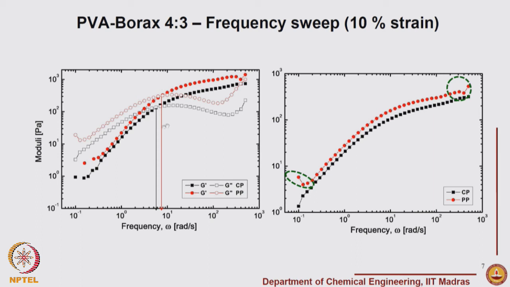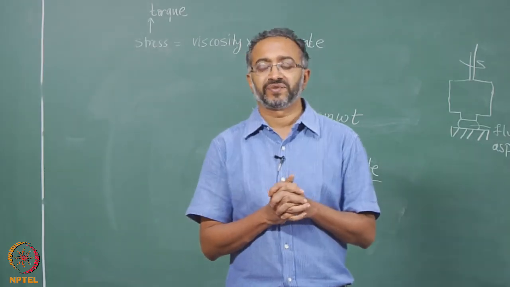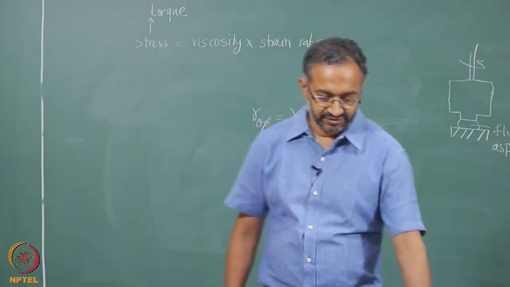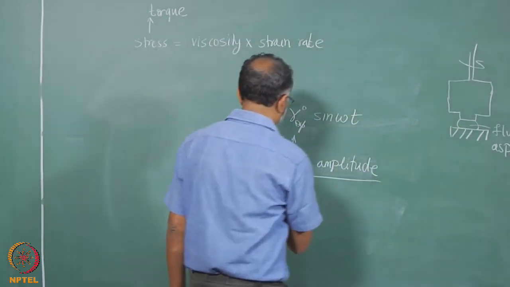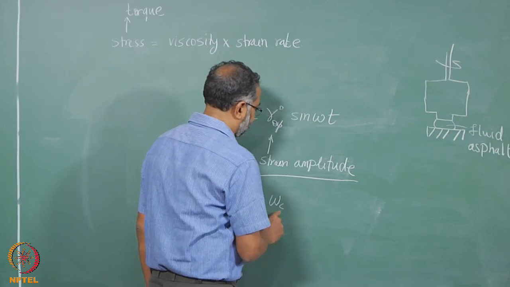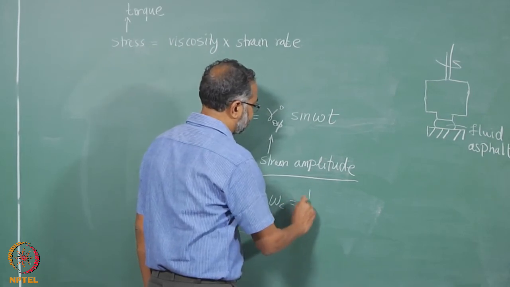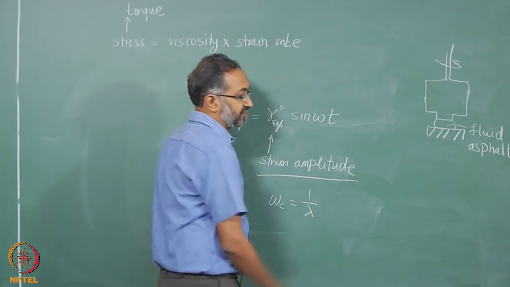We have discussed the relaxation time as a key characteristic of the material, and if you recall, when omega lambda is 1, that's where G prime is equal to G double prime. So this point at which G prime and G double prime cross over, that crossover frequency, is the inverse of relaxation time.